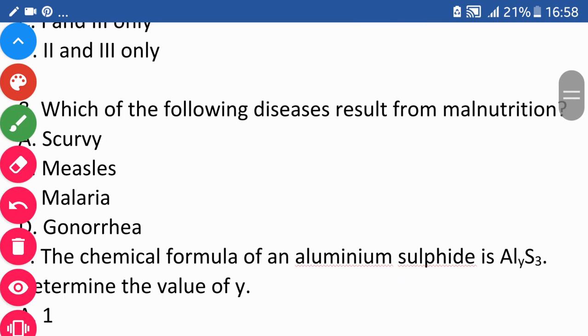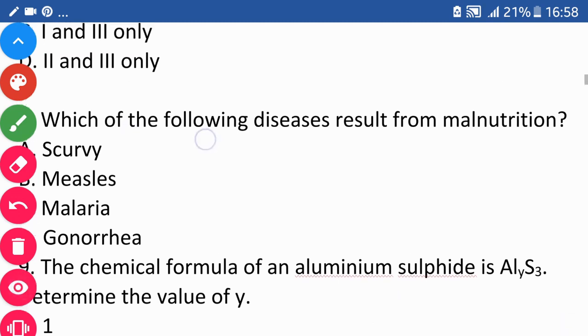Which of the following diseases results from malnutrition? Scurvy. Scurvy is caused by a lack of the vitamin which helps in the formation of collagen, vitamin C.